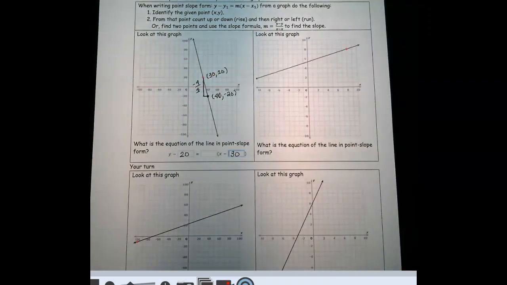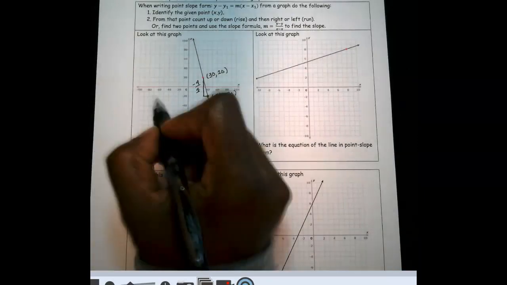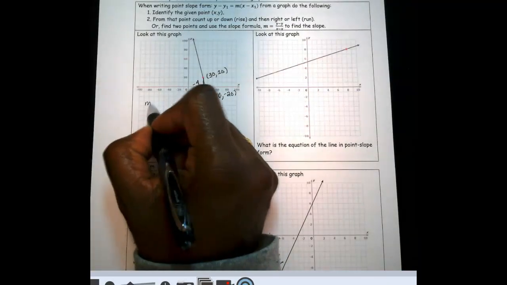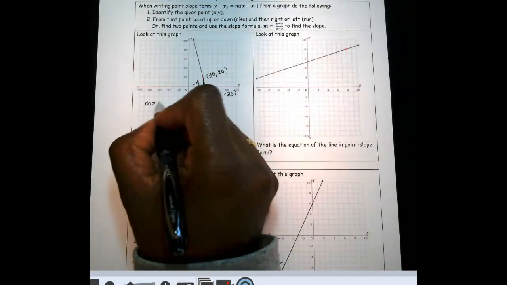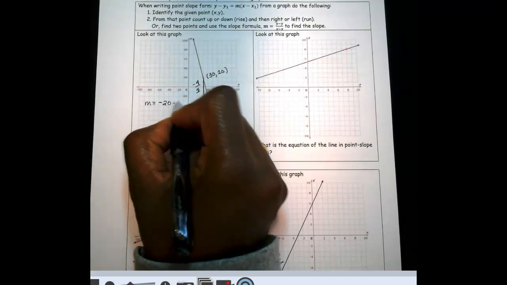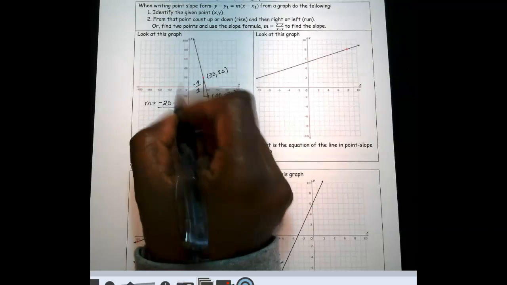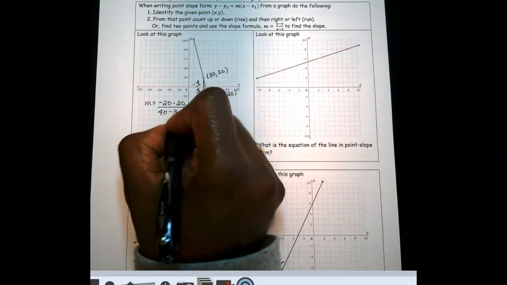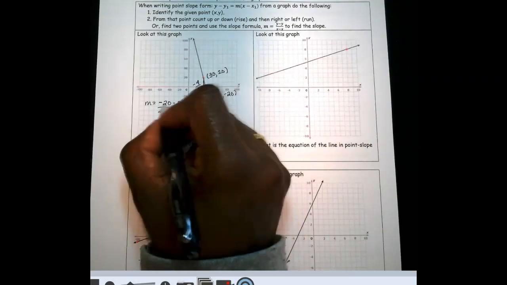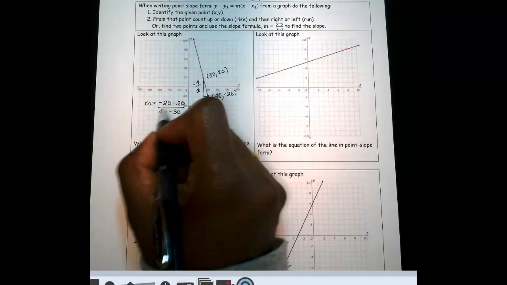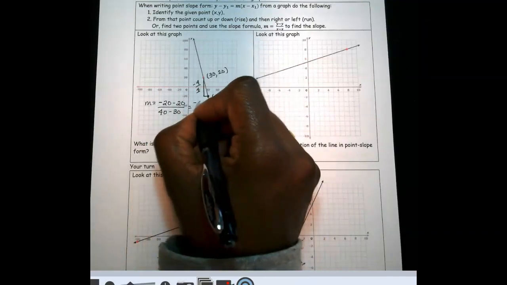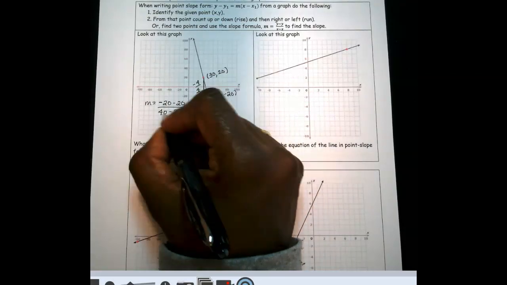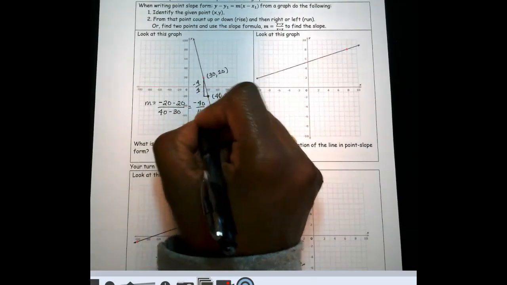Let's go ahead and verify by using the slope formula. So slope is equal to y minus y. So I'm going to do negative 20 minus 20 divided by 40 minus 30. And that gives me, well, negative 20 minus 20. They're both on the same team. Got 20 players on the same team, so that would be negative 40 over 40 minus 30, which is 10.